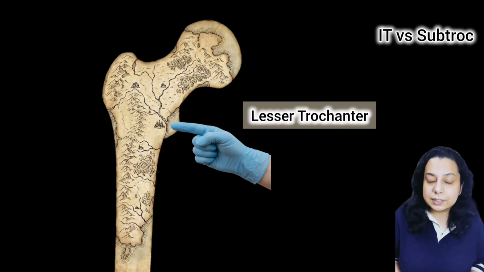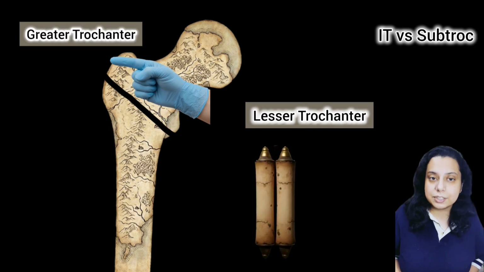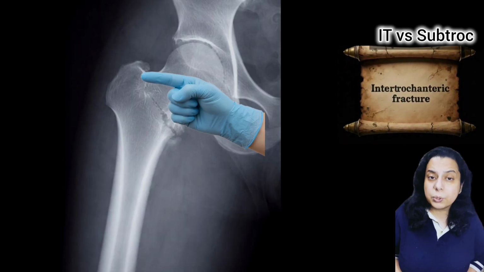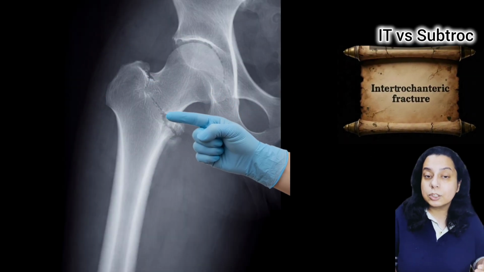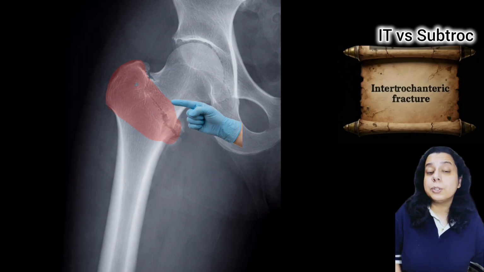If you see that it runs between the lesser trochanter and greater trochanter, it is an intertrochanteric fracture. Usually, it's a diagonal line going from the top outside to the bottom inside. The center is entirely within the trochanteric mass.